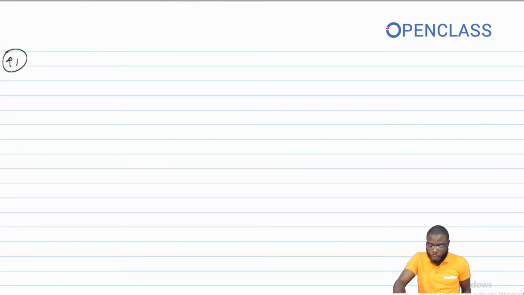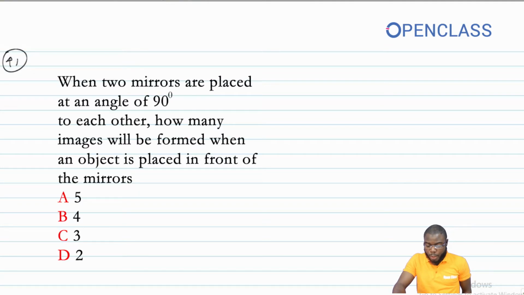Now moving on to question number 41, which says, when two mirrors are placed at an angle of 90 degrees to each other, how many images will be formed when an object is placed in front of the mirror?